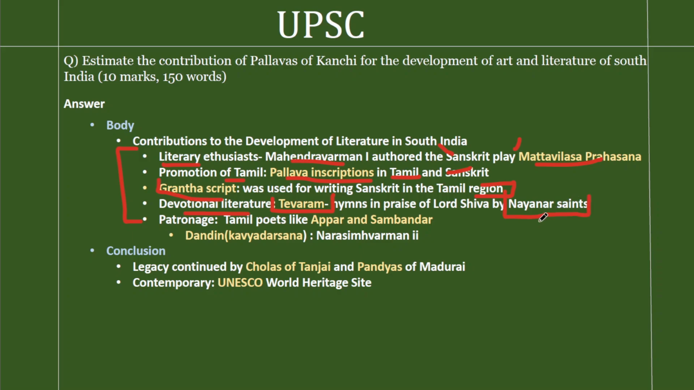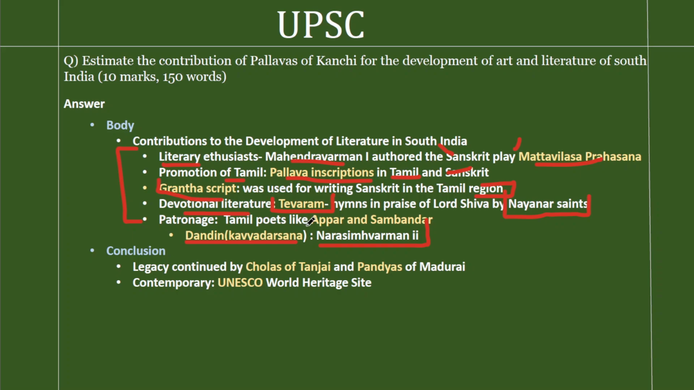Nayanars were the Shiva Bhakts, and you have the Alvars who are the Vaishnavas. And Tevarams are the devotional hymns made by the Nayanar saints, and they were patronized by the Pallavas. Finally, the patronage for Tamil poets like Appar or Sambandar. The famous poet Dandin, who wrote Kavyadarsha, was a court poet in Narasimhavarman's regime as well. So by including all these specific keywords and examples and dissecting them under these various dimensions will give enough content for you for a 10-marker question. So 5 points here, 6 points in the other part. That will make a comprehensive answer.